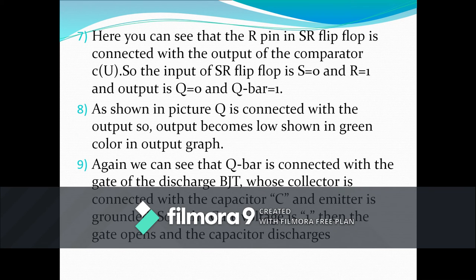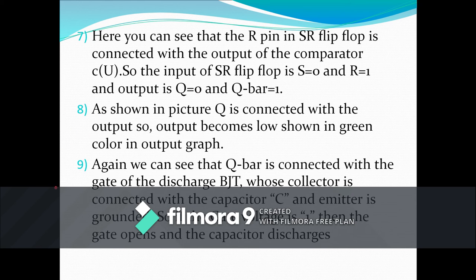Here we can see that the R pin in the SR flip-flop is connected to the output of the upper comparator. So the input of the SR flip-flop is S equal to 0 and R equal to 1. So obviously the output is Q equal to 0 and Q bar will be 1. So as Q is connected to the output and becomes low, the unstable state returns to the stable state, so it drops. This will be covered in the graph in the next slide.